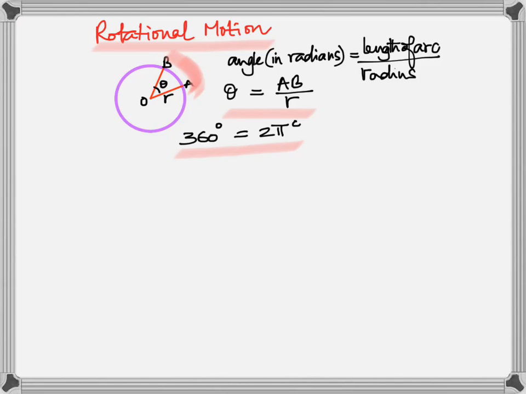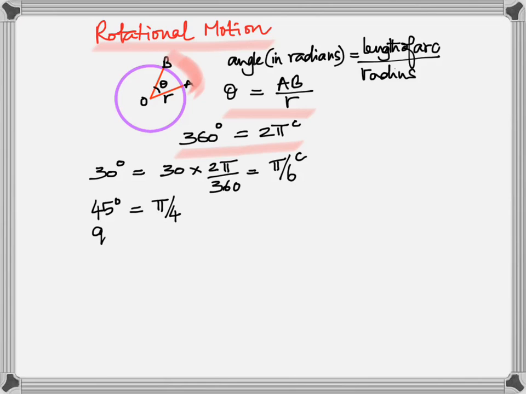Now you need to convert from one to the other. What's 30 degrees? 30 times 2 pi by 360, that gives you pi by 6. What is 45 degrees? Do the same, 45 times 2 pi by 360. So to convert degrees into radians, just multiply by 2 pi by 360, which is multiplying by pi by 180, isn't it? Because 2 pi radians is 360 degrees. So that's how you get it. 90 degrees is pi by 2, and so on and so forth.